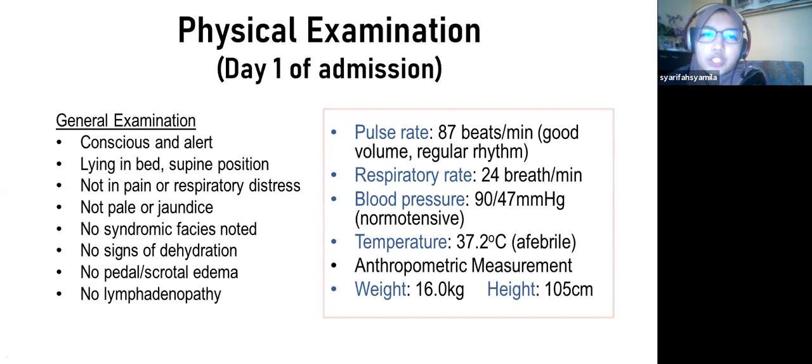For the physical examination, the PE was done on the first day of admission. Generally, the patient appears conscious and alert and lying in bed in a supine position. He is not in any pain or in any respiratory distress, and not pale or jaundiced. The dehydration status appears good. There was no pedal or scrotal edema, and no lymphadenopathies were noted. For vitals, everything was normal, and the patient was afebrile on presentation.